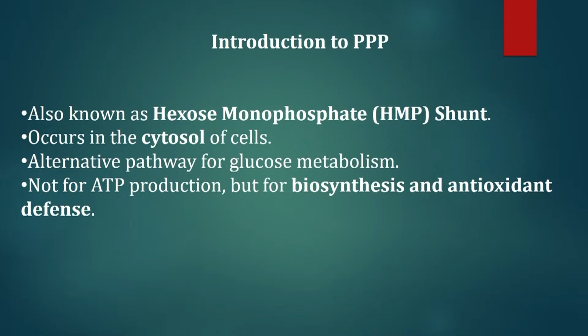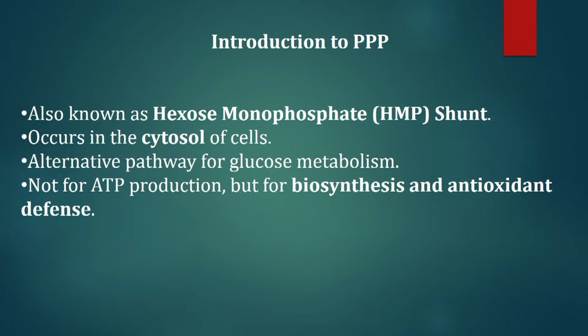This pathway is the alternate pathway of glucose metabolism, right? So what does that mean? If glycolysis is somehow inhibited, what is the other way by which the cell gets energy for the metabolic processes? By the pentose phosphate pathway, the cell metabolizes the glucose molecule. That is why it is called an alternative pathway.